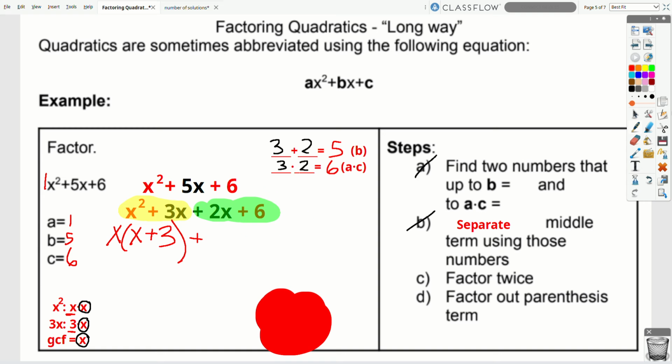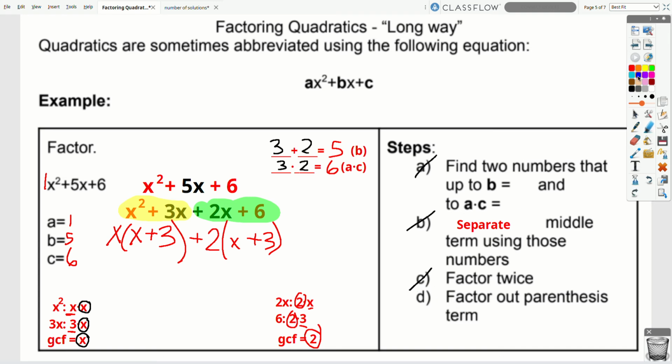And then we factor what's in green. We find the GCF of 2x and 6, which is 2. They both have 2, so once again, that number is out front. Then we have what's left over: 2 times x is 2x, and 2 times 3 is 6. So that was step C.